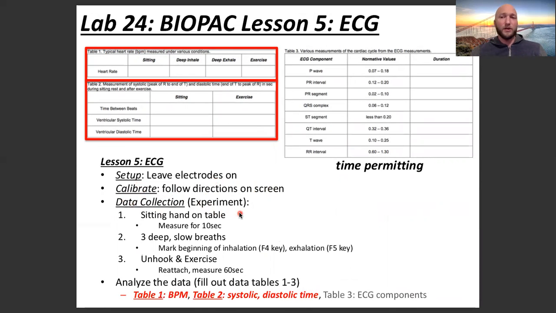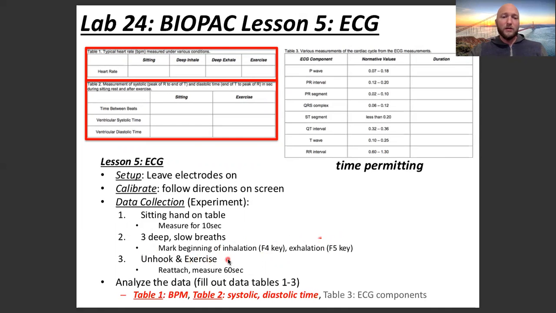So calibration should have already occurred in lesson 7, so we should be good with calibration. We're going to have the student leave their hand on the table, and we're going to create an ECG while they're taking 3 deep, slow breaths. When you press the F4 key and the F5 key, it puts a little mark in your data so you know where that began. We're going to mark when they start to take in the deep breath with F4, and when they start to exhale with F5. So it's going to put a little mark on your data, showing where they started to inhale deeply and where they started to exhale deeply.